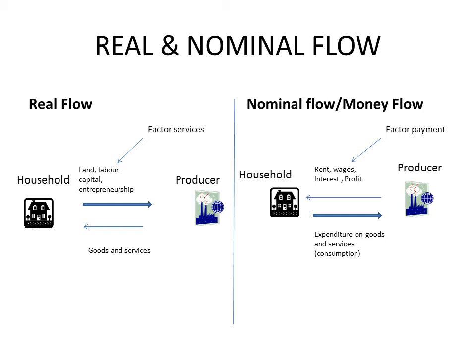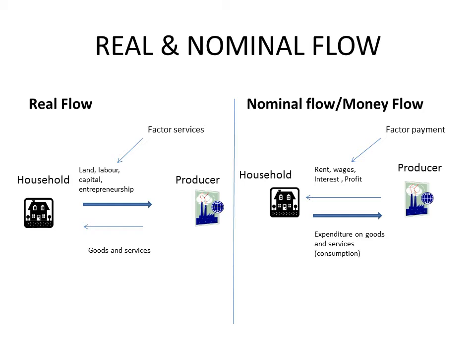And what are these factors of production which the household provides to the producer sector? That is land, labor, capital, and entrepreneurship. So these factors of production are provided by the household in the form of land, labor, capital, and entrepreneurship. In return to that, the producer produces goods and services for the household.